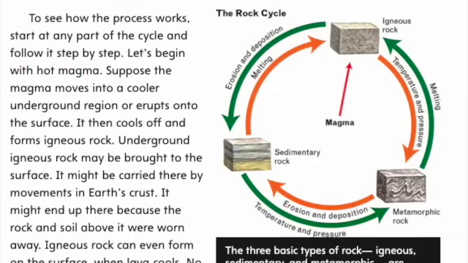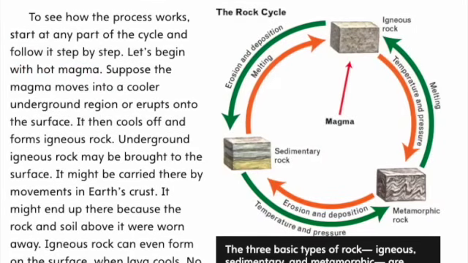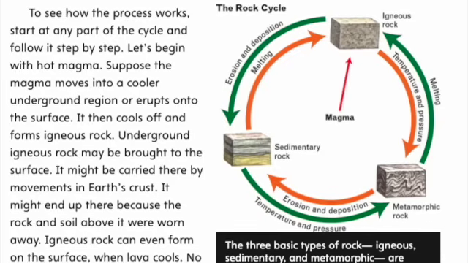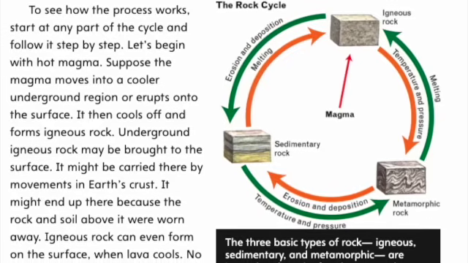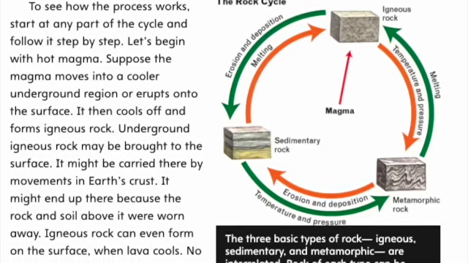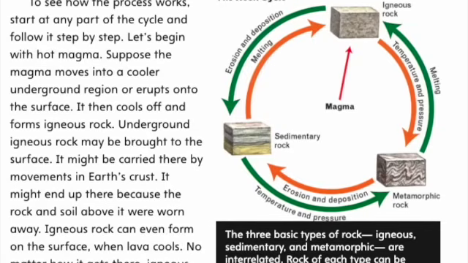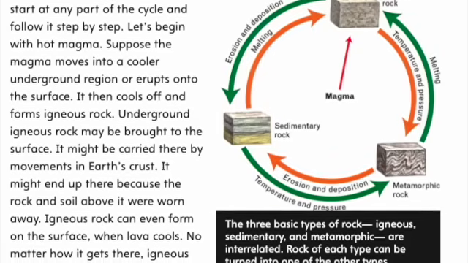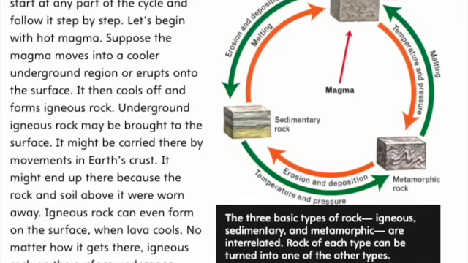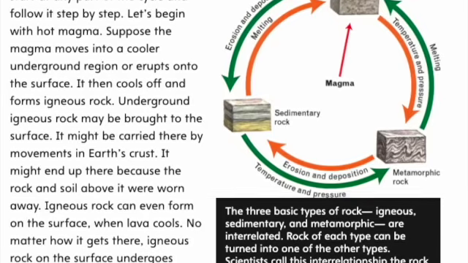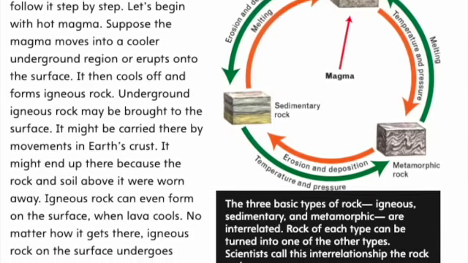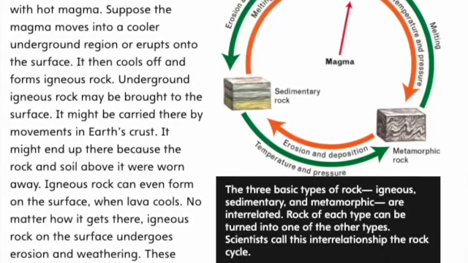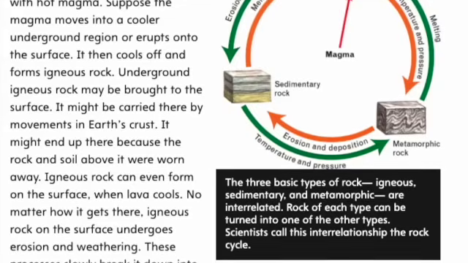To see how the process works, start at any point of the cycle and follow it step by step. Let's begin with hot magma. Suppose the magma moves into a cooler underground region or erupts onto the surface. It then cools off and forms igneous rock. Underground igneous rock may be brought to the surface. It may be carried there by movements in Earth's crust. It might end up there because the rock and soil above it were worn away. Igneous rock can even form on the surface when lava cools.